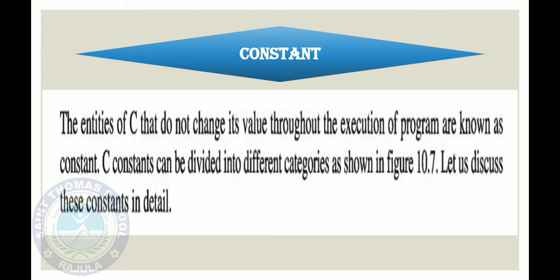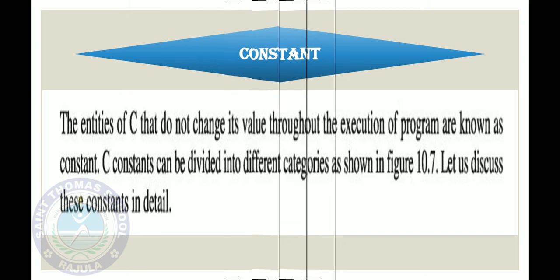So constant means what? Constants are the entities, the objects that will not change their value during the whole execution of a program. Suppose I have defined the variable a, and I have given the static value 10. So that value 10 will remain as it is during the whole execution of the program. That type of variables are known as constants. And these constants are divided into different categories that we will see in the next image.